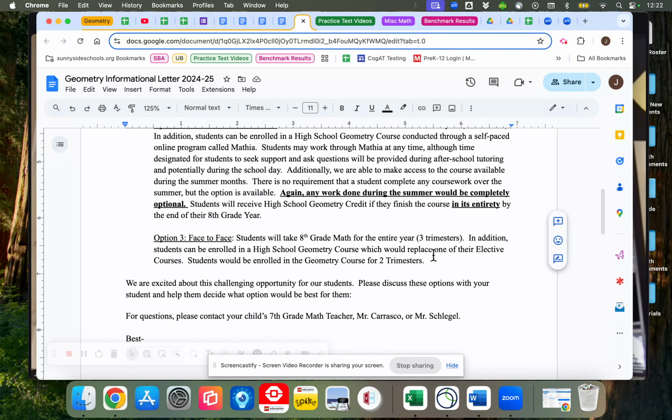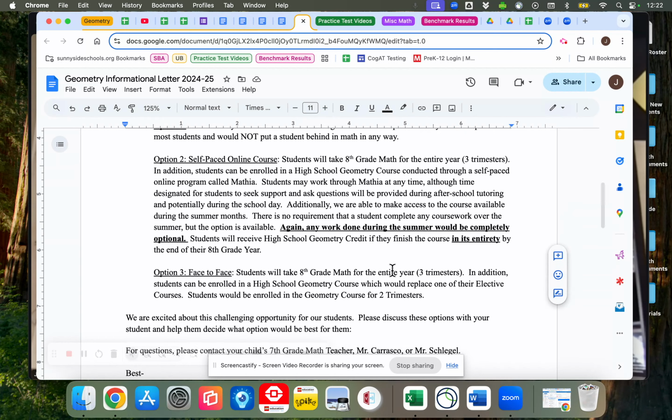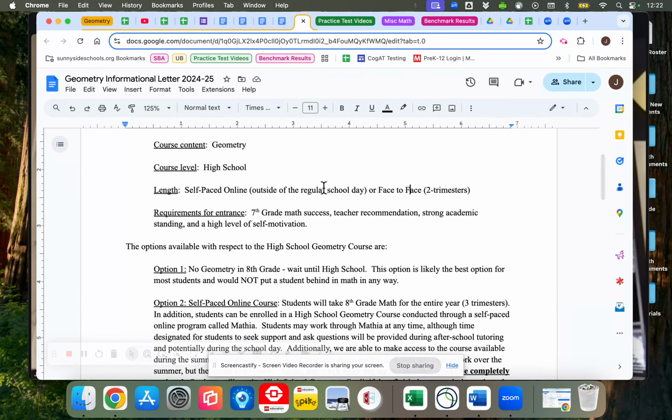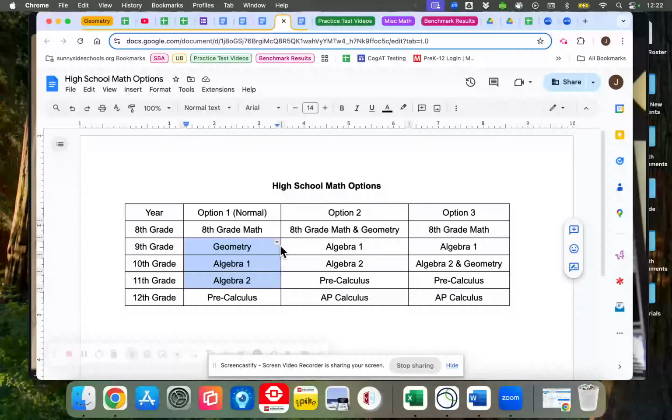Again, for face-to-face, this says that you will take 8th grade math for the entire year. Again, geometry does not replace 8th grade math. And then you would be in geometry for 2 trimesters, and it would be a graded class. So, with that, these are the options that you have. Again, no geometry in 8th grade. Option 1, geometry in 8th grade, which opens up college level classes in high school to you, is option 2.